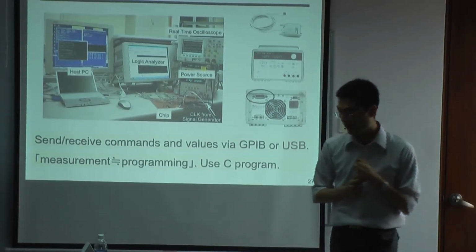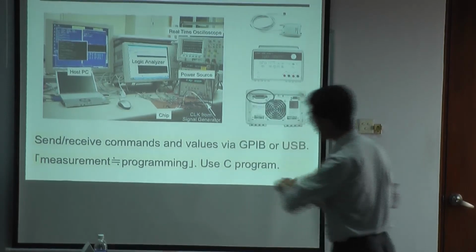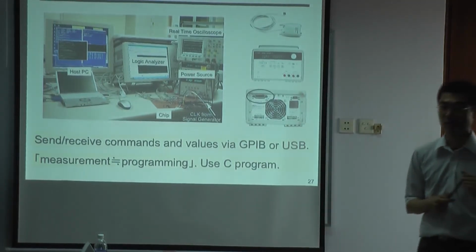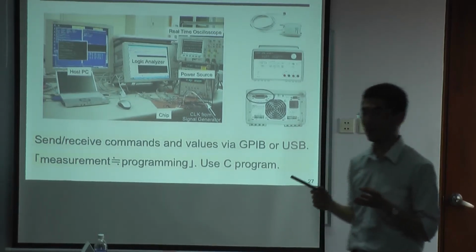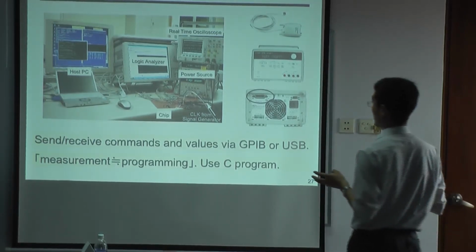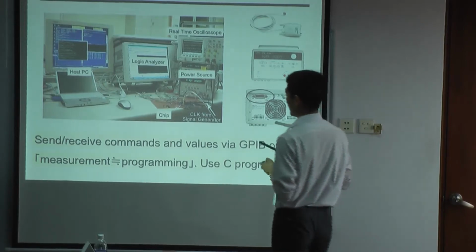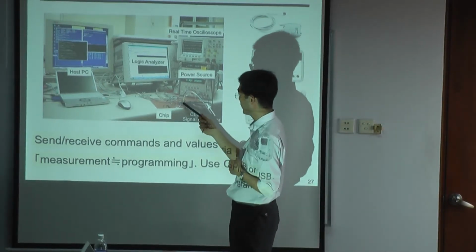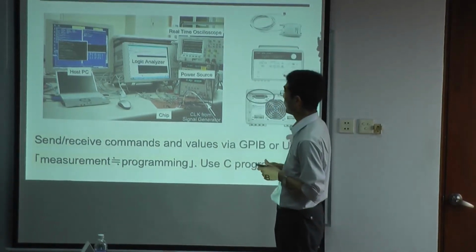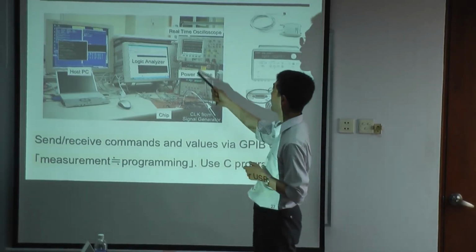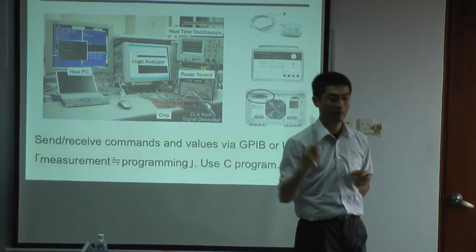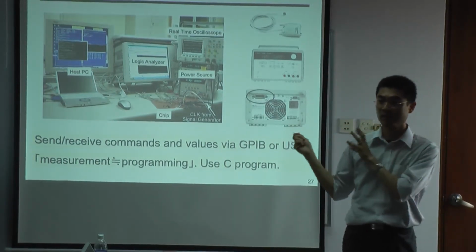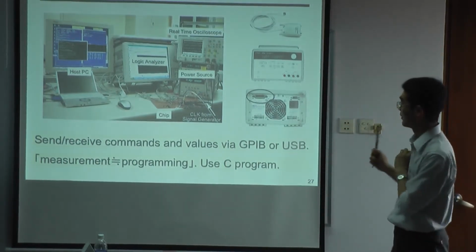And another topic is GPIB control. When you measure your chip, maybe you will use many types of measurement device. For example, this is the chip, and we use a power source, a real-time oscilloscope, and logic analyzers, and we control many devices at the same time.